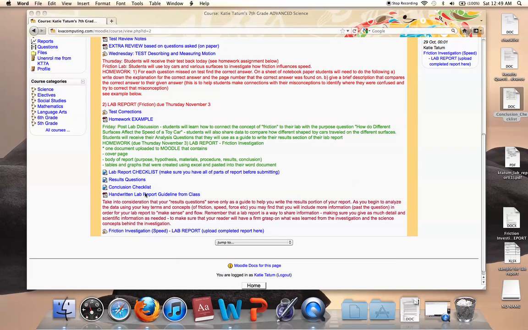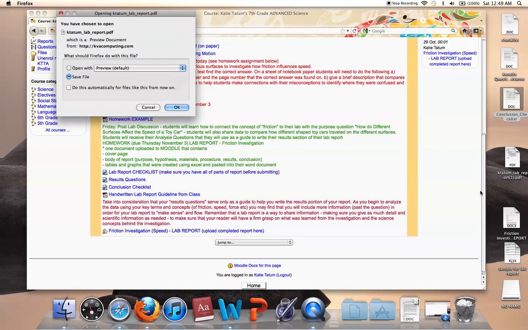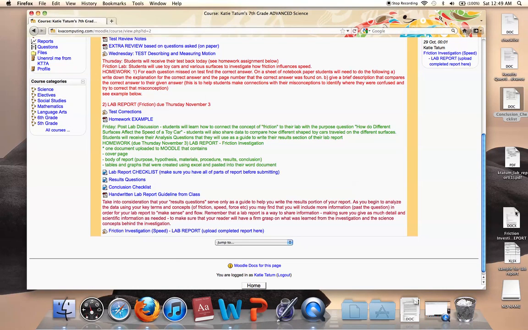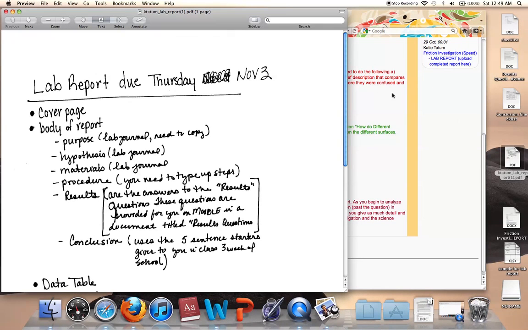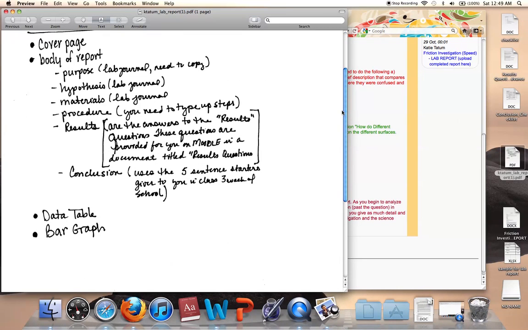And then the last one is the handwritten lab report. And this was in the advanced class that I did this handwritten lab report guide. And so today in class, Friday in class, what we were doing is just writing down where we could find all this information. So for the purpose, hypothesis, and materials, all of this information was in the lab journal. And then the procedure, you need to type it. And then the results, which are the answers to the results questions, which I just finished reviewing a few moments ago. Then your conclusion, your data table, and your bar graph.